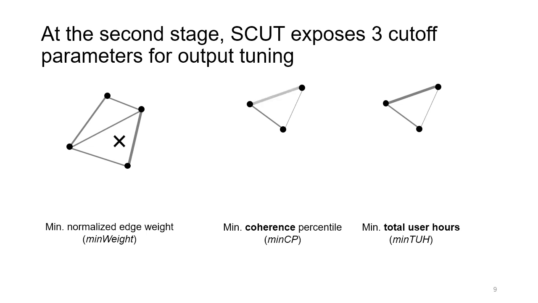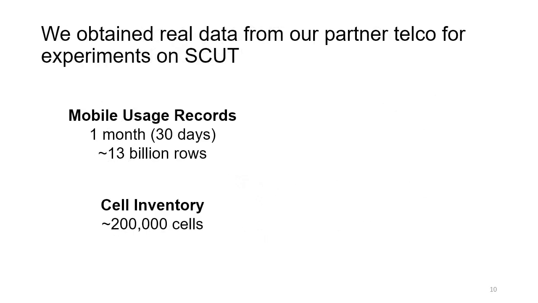Clique coherence is calculated as the sum of normalized edge weights across all edges within the clique, divided by the size of the clique. This value is bounded between 0 and 1, and intuitively, it calculates the relative denseness of a clique with regard to its neighboring cliques. The total user hour is simply calculated as the sum of all original edge weights, that is before normalization, within the clique. To run experiments on the SCUT algorithm, we obtained real data from our partner telco.